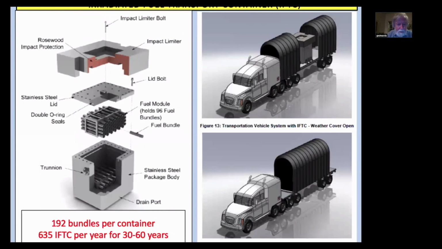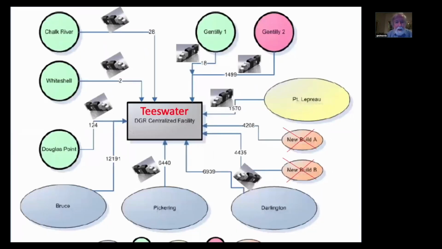There would be about 635 of these shipments per year for a period of 30 to 60 years. So we're talking about a considerable traffic. Now, in the case of Teeswater, because you're so close to Bruce, that would reduce the number of shipments because the Bruce spent fuel, they would cut it more or less in half. So you have all these different plants that would be sending the irradiated fuel to the DGR, the centralized facility.